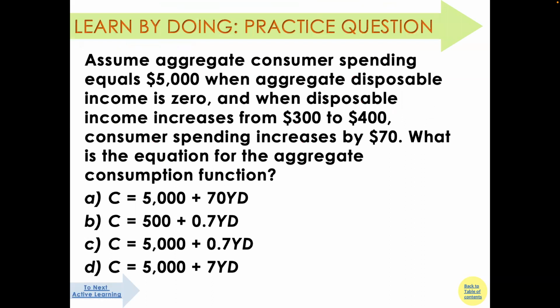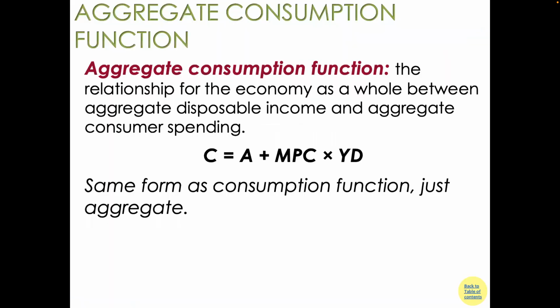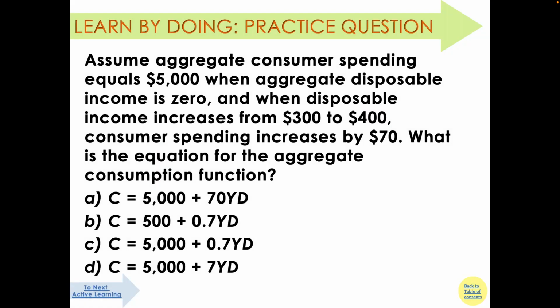Now let's look at this practice question. Assume aggregate consumer spending equals 5,000 when aggregate disposable income is 0. When disposable income increases from 300 to 400, consumer spending increases by 70. What is the equation for the aggregate consumption function? The aggregate consumption function from the previous slides is determined by two parameters. One is capital A, the other is MPC. Let's start with MPC. What is MPC here?